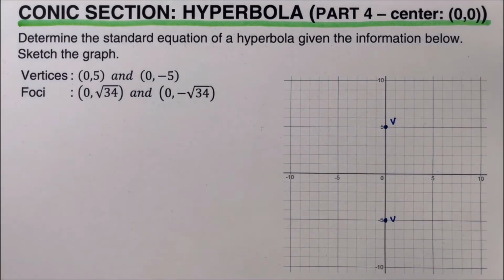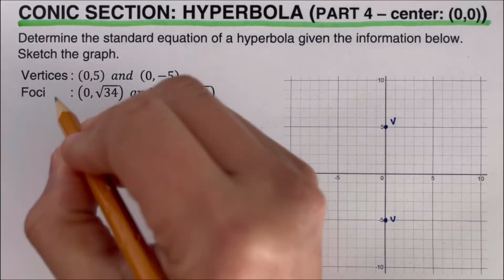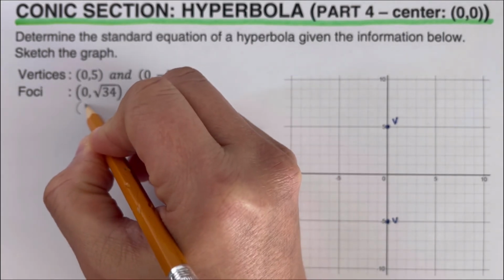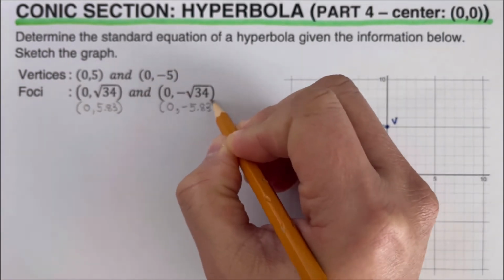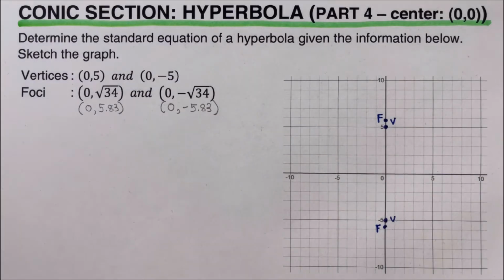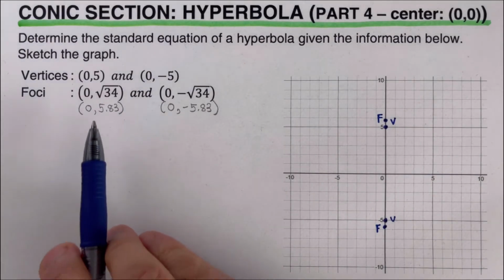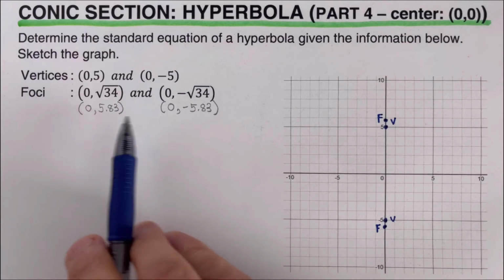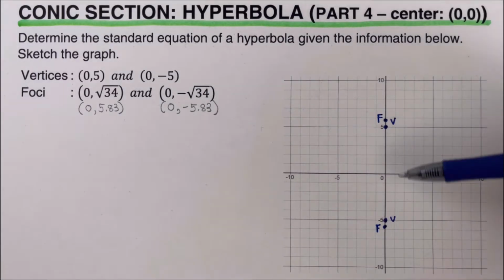We also have the coordinates of the two foci, that is 0, square root of 34 and 0, negative square root of 34. So we're going to change this square root of 34 to its decimal version. And this is how it's going to look like. Okay, so the decimal version for square root of 34 is approximately 5.83. And so I plotted the two foci right there.